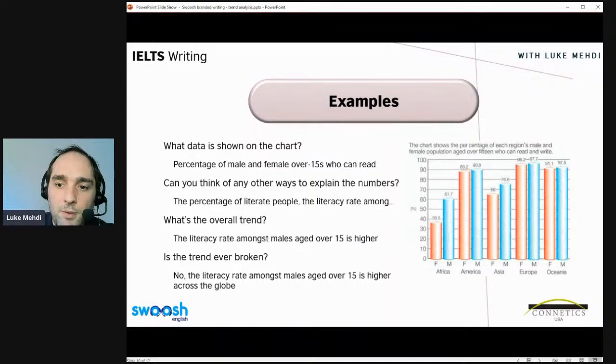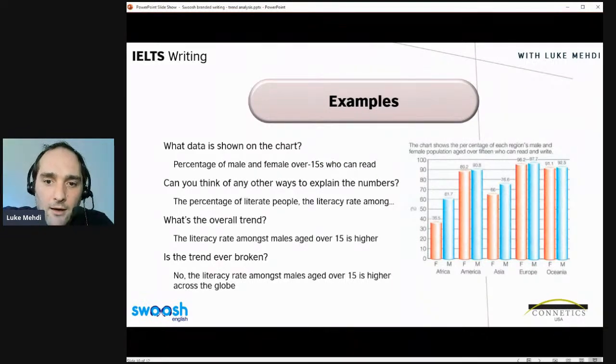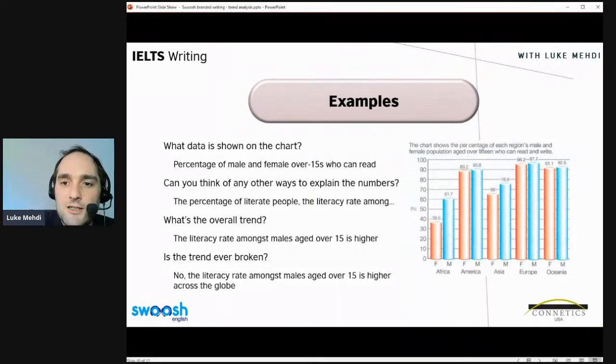Okay, the bars are not showing age, Aparna. They are showing a percentage of people who can read and write. The percentage of people aged over 15 who can read and write, and it is always higher for men or males. You would have to be a bit careful when you're giving these overall trends. If one of the percentages here was higher for females, you would have to add in there except in this place. So if the trend is broken, then you want to mention it.